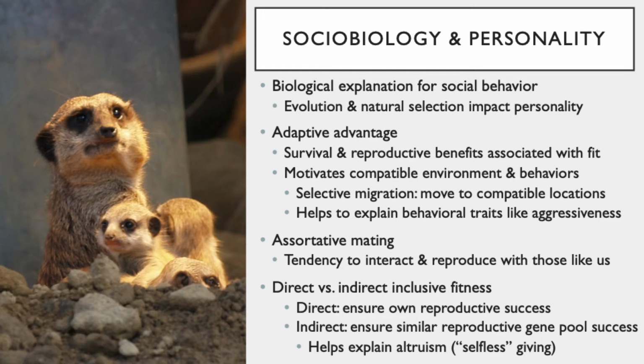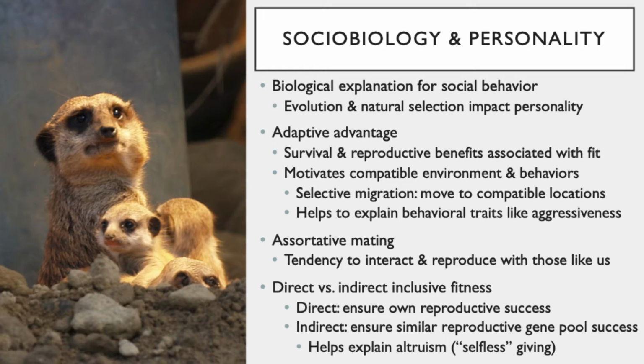Inclusive fitness is the concept that an individual's purpose is to survive and reproduce, so we engage in behaviors that are advantageous towards those goals. Direct inclusive fitness is what we do to ensure our own reproductive success, such as caregiving for the young so they survive to reproduce themselves. Indirect fitness refers to what we do to help ensure the survival of our species, that is, our gene pool, rather than our individual genes.